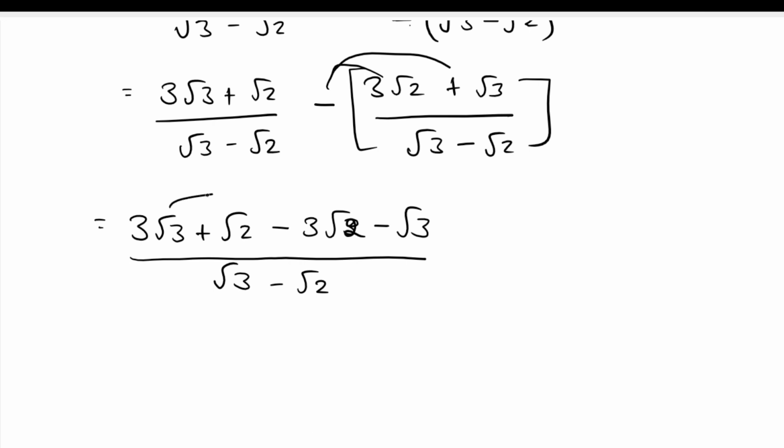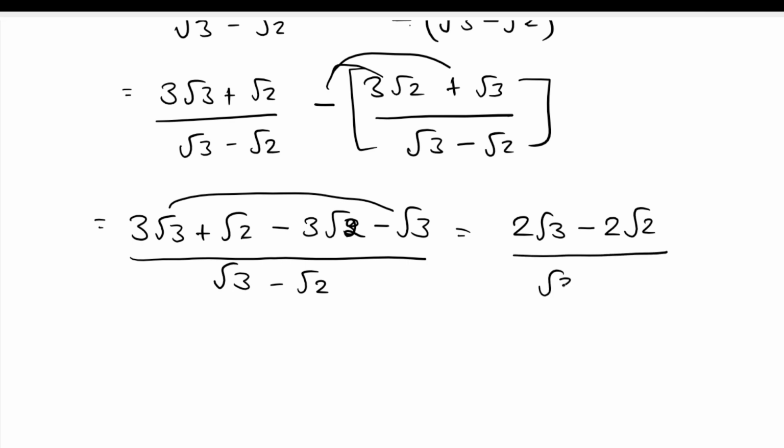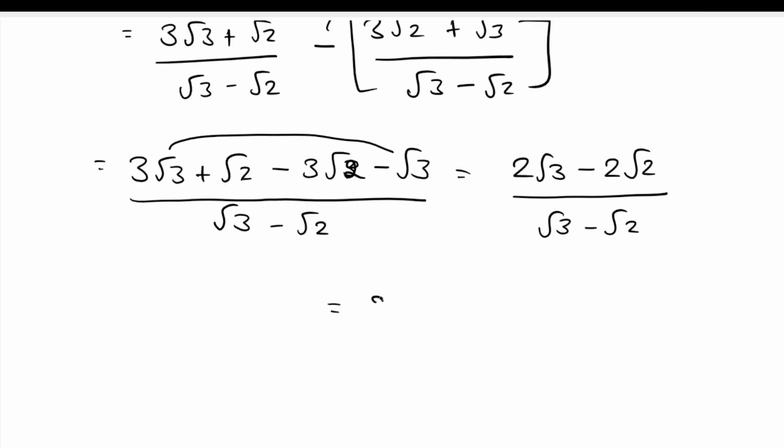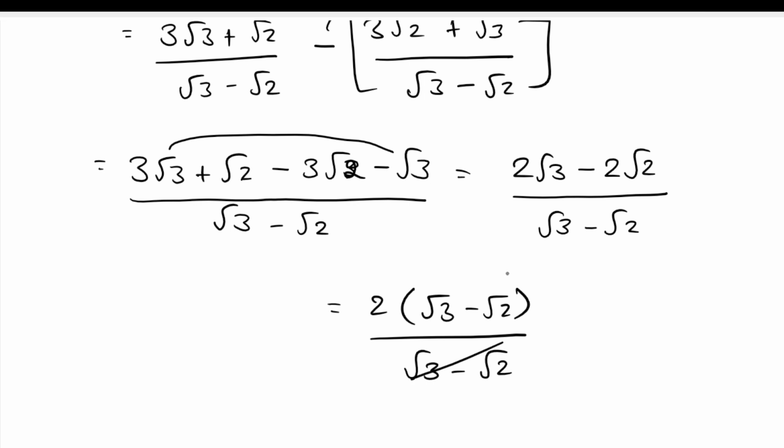Now this 3 root 3 and minus root 3 will give us 2 root 3, and then this minus 3 root 2 and plus root 2 will give us minus 2 root 2, divided by root 3 minus root 2. Now in the numerator, I'm taking 2 out as common. So I'll get root 3 minus root 2 divided by root 3 minus root 2. So root 3 minus root 2 will get cancelled. The answer is 2.